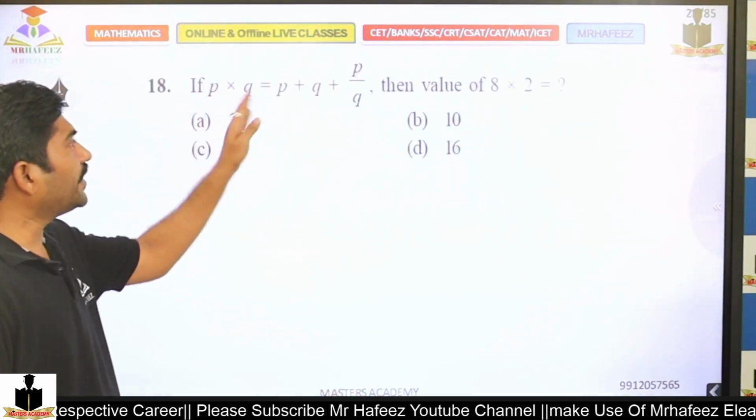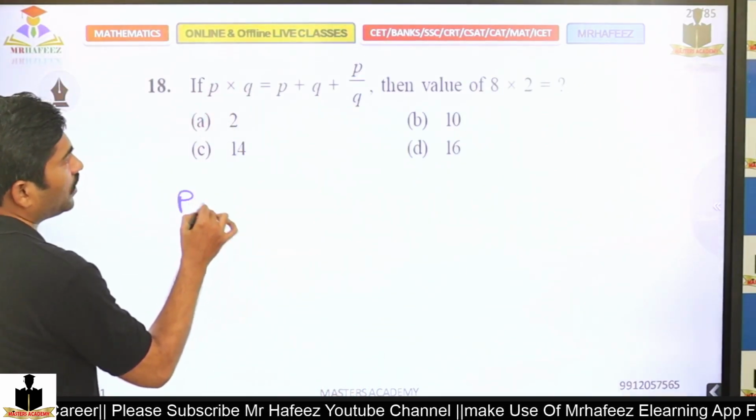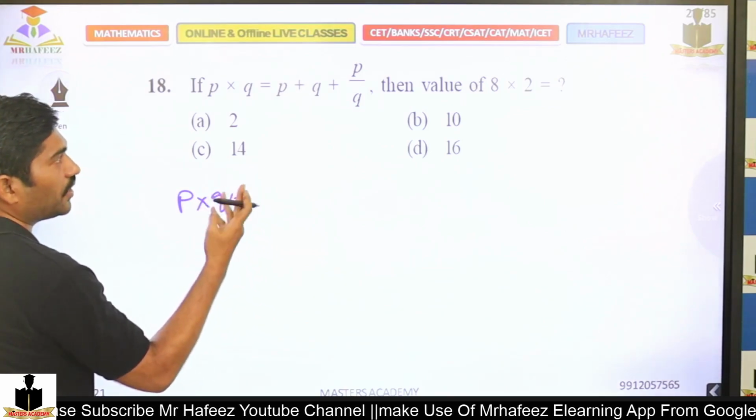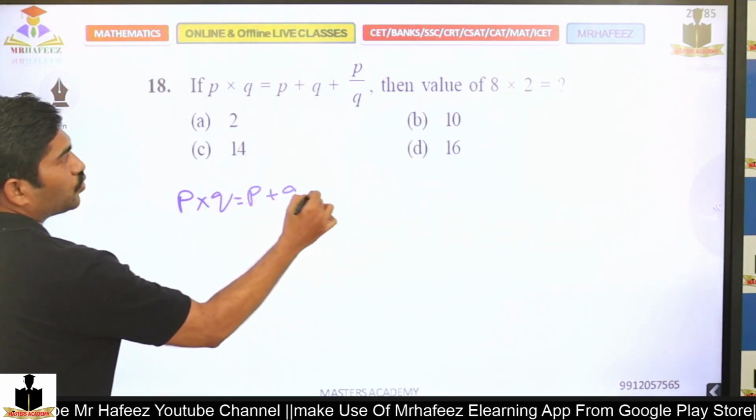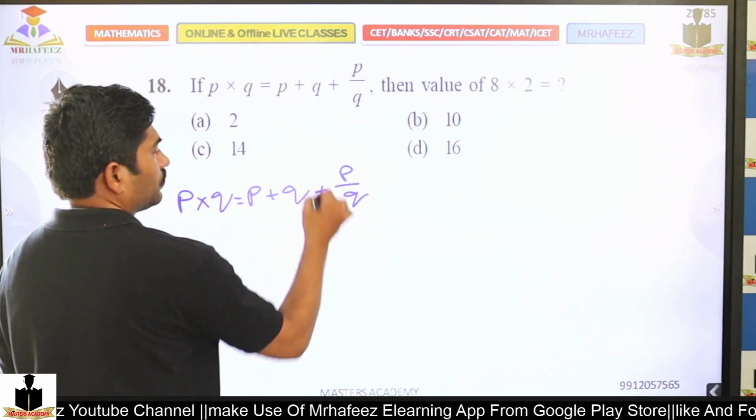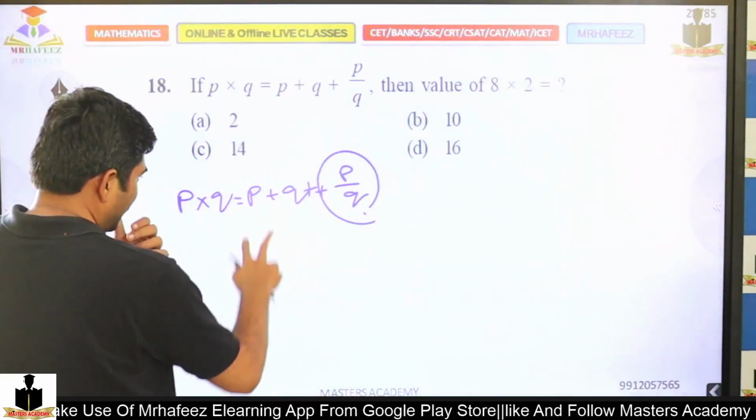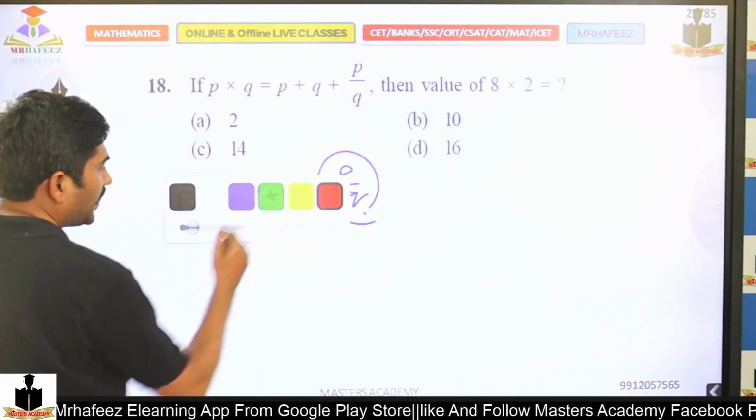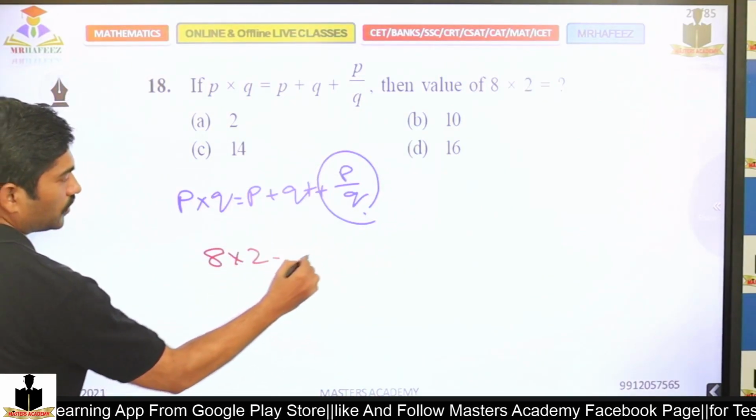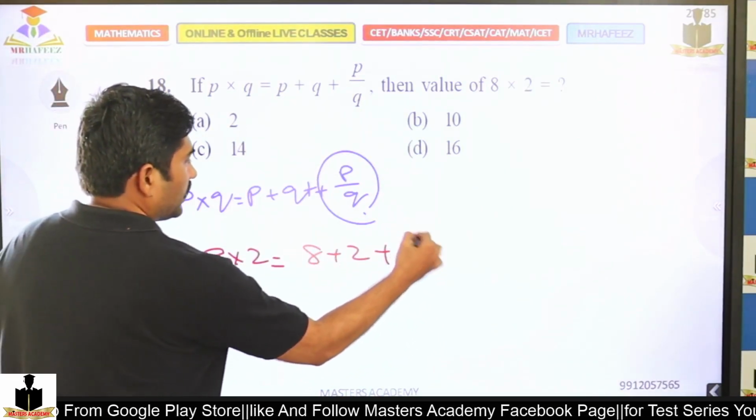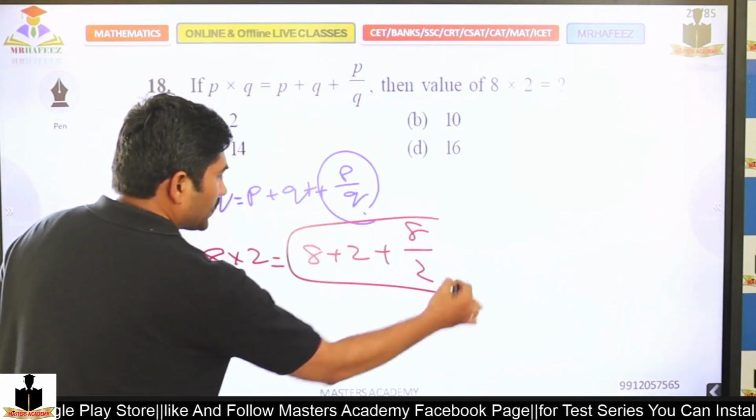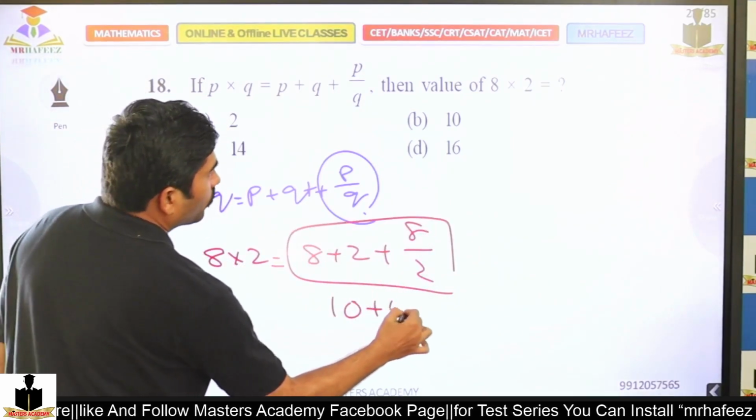So if P into Q is there, the meaning here is P plus Q plus P by Q. So I should implement this. So 8 into 2 equals 8 plus 2 plus 8 by 2. So implement the same. 8 plus 2 is 10 plus 4, 14.